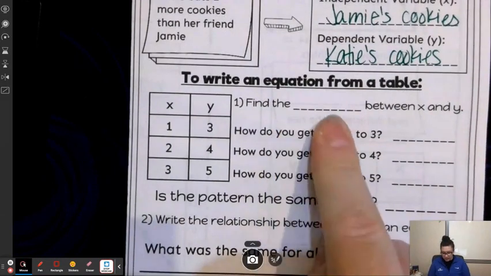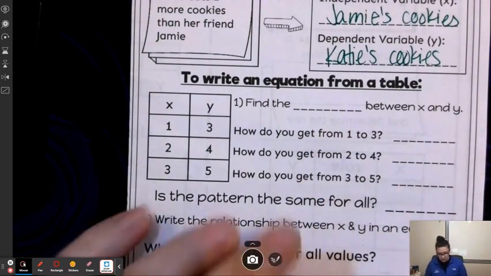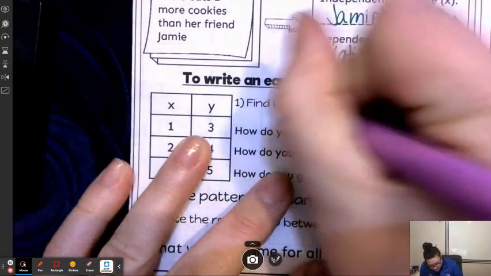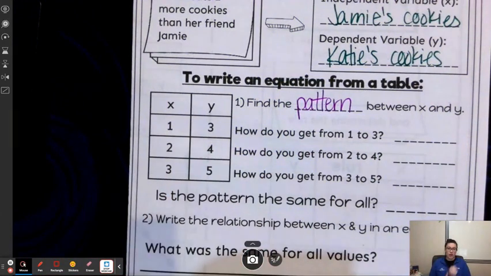First, we need to find the pattern between the x and the y. In 7th grade, there's only 2 types of patterns. One is multiplicative, the proportional relationships you guys have been doing for the past 2 days, where we're multiplying or dividing that same number over and over and over again.